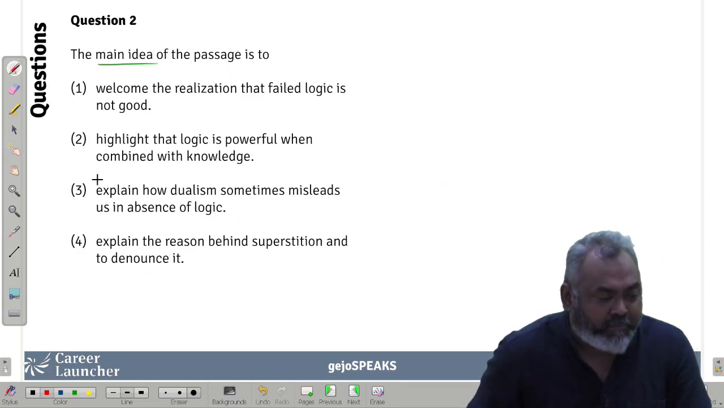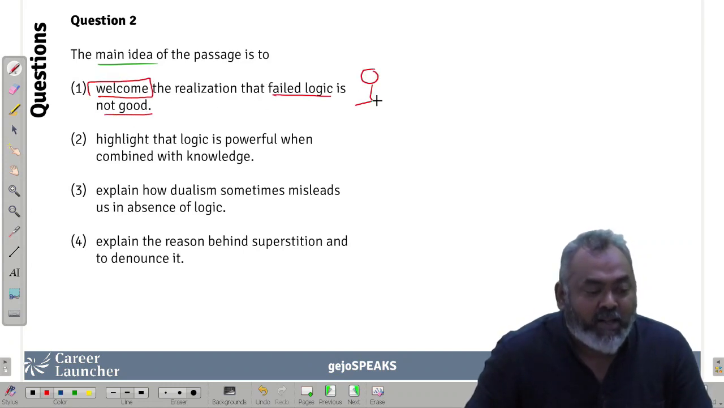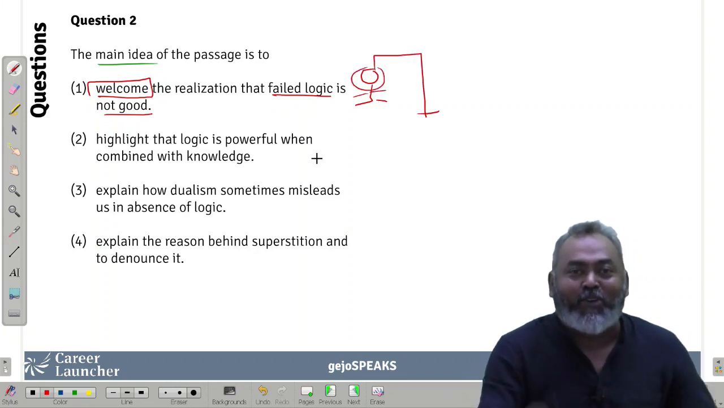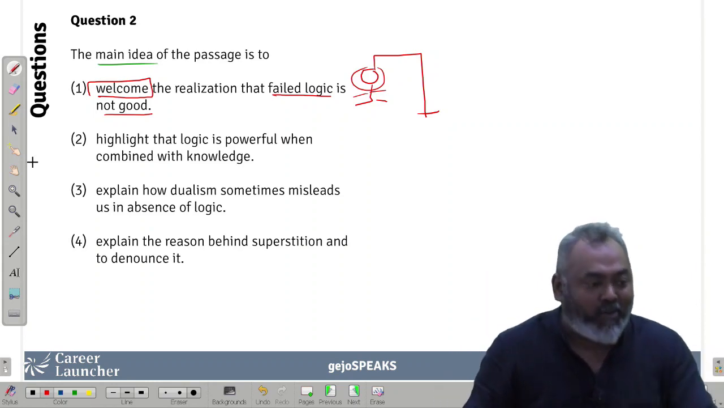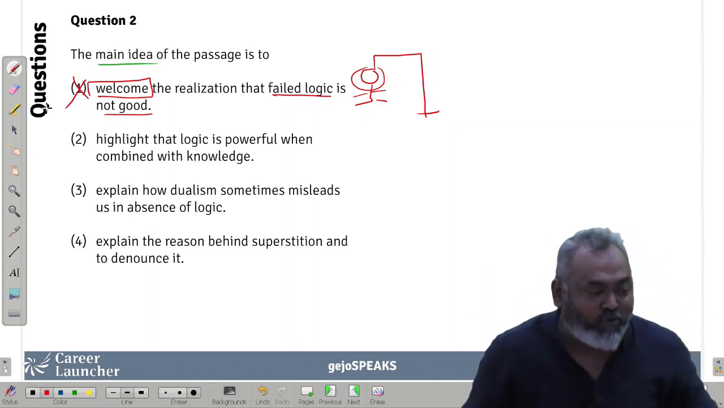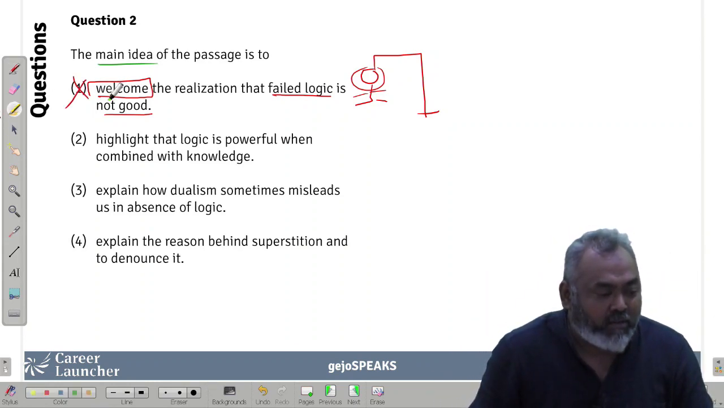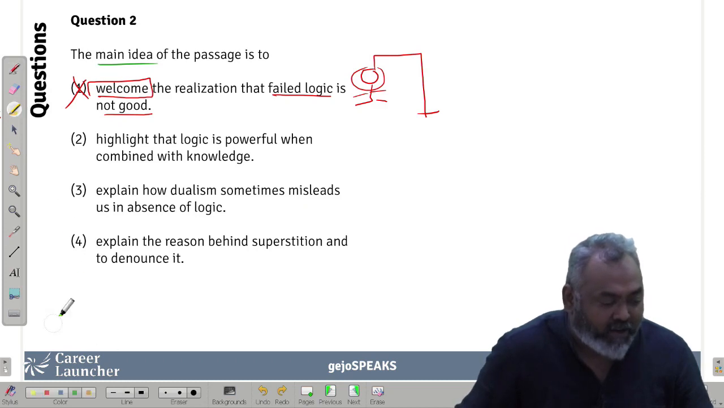Welcome the realization that failed logic is not good. What do you mean, welcome? The author will, I think, commit suicide if you mark this answer choice. Failed logic is not good. Yeah, that's great. That's not what the author is saying. That's bad. So welcome is a bad word. Okay, let's pick yellow.